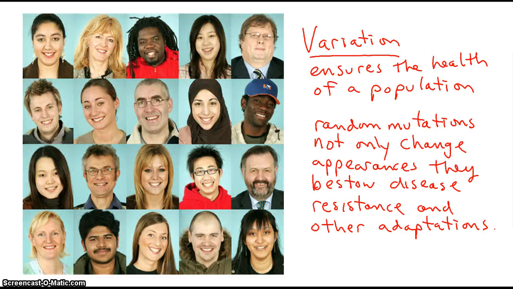So when we look at variation, as we can see from the picture here of all these different people, that's what makes the human species diverse. We all have very different genes and different alleles of those genes. So variation ensures the health of a population by making sure that we have a variety of genes that keep us adapted to changing conditions. So random mutations not only change appearances, as we can see from this picture, they bestow disease resistance and other adaptations that we can't see by looking at a person.